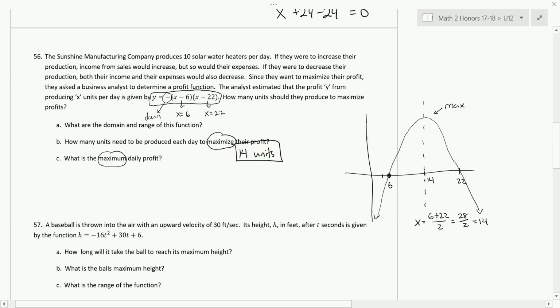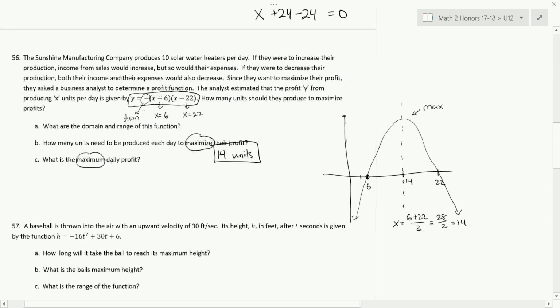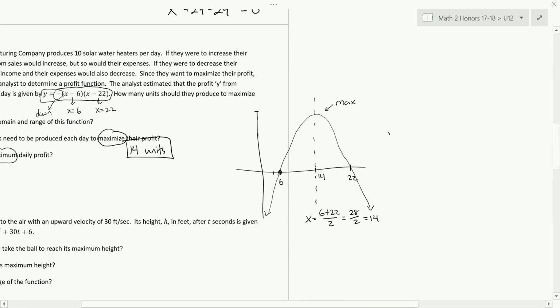C says, what is the maximum daily profit? Well, we need to find the y value to do that. If we have the x value, we can get the y value. What do we need to do? Do I have to change it to standard form first? No. You can use the form you have, and it's easier to use the form you have.